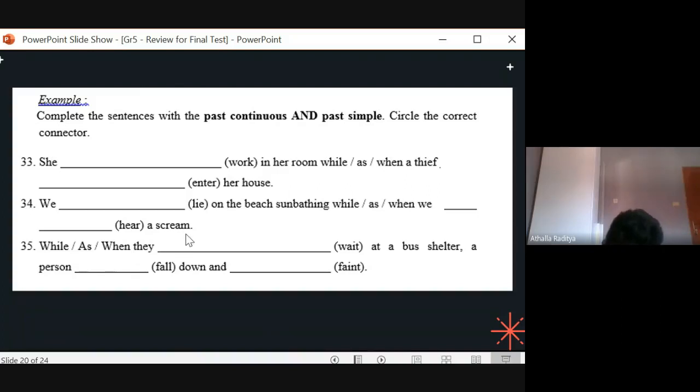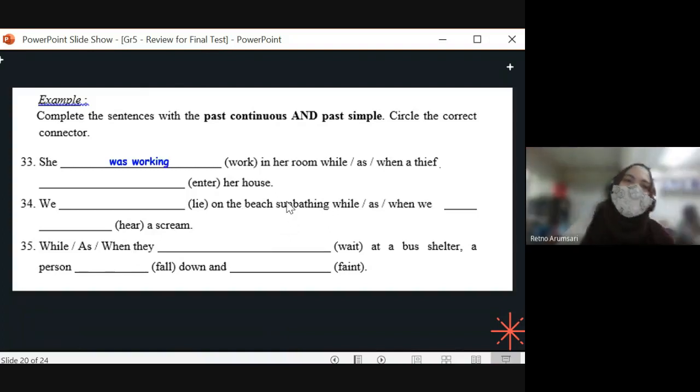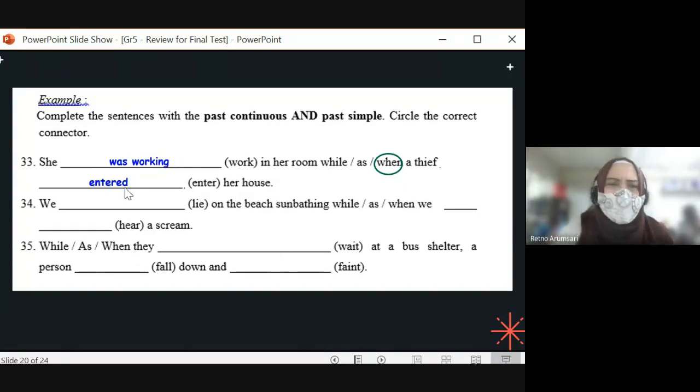She was working in her room when a thief entered her house. Well done. She was working in her room when a thief entered her house. It's always like this. Past continuous, past simple. And then in the middle, there is when. Well done, Atala Raditya. Now, next, number 34.